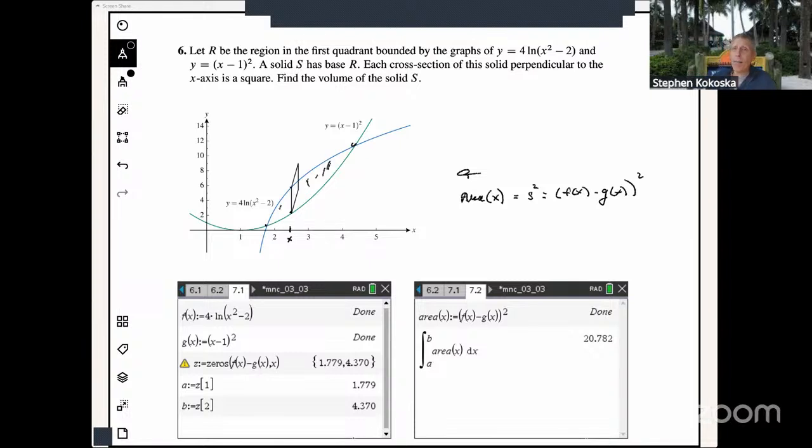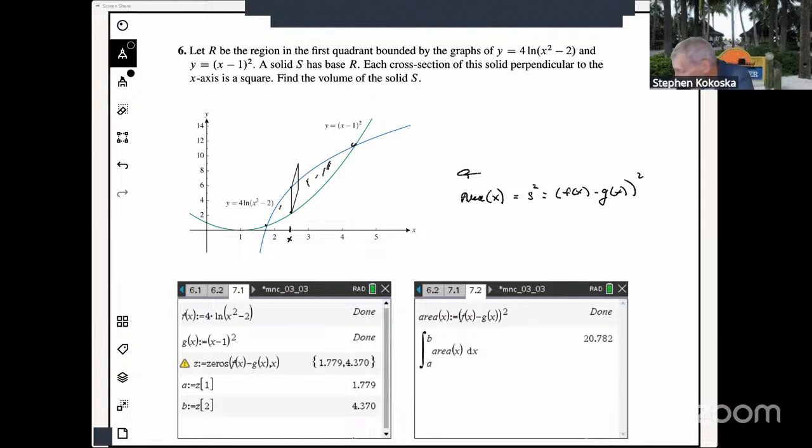And I think in most of these types of problems on the exam, we see cross sections that are squares. We see cross sections that are semicircles. We see cross sections that are triangles, sometimes equilateral, sometimes a right triangle, with base in the region and height equal to 2 times the base or something like that.